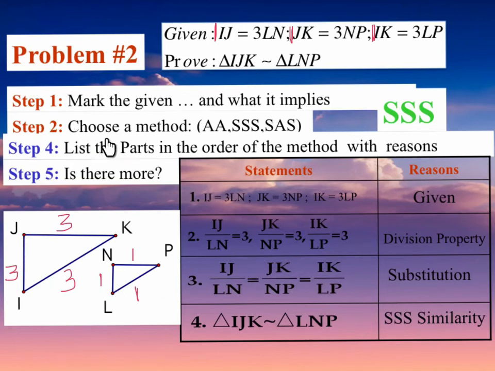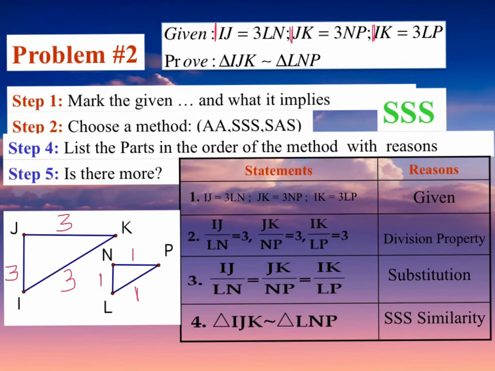And then we need to choose a method. Now, since we're talking about only the sides and we're not talking about any included angles on what's given to me, I'm going to use side, side, side. And I kind of discussed why we chose side, side, side. So let's list the parts in order of the method with the reasons. So we were given this information right here.